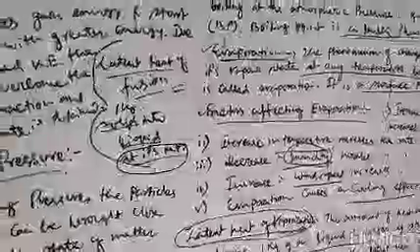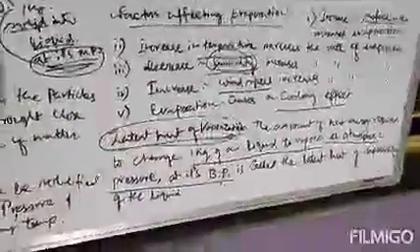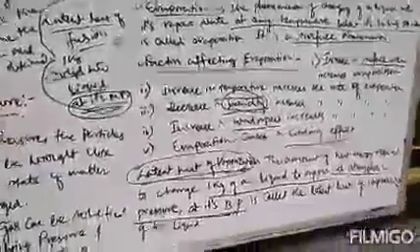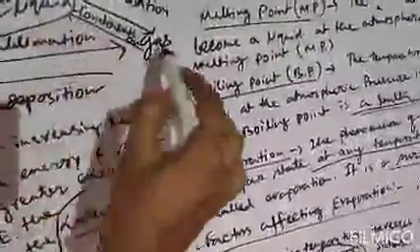So, what is the difference between latent heat of fusion and latent heat of vaporization? The latent heat of fusion involves conversion of solid into liquid and latent heat of vaporization involves conversion of liquid into vapor. Number two, latent heat of fusion occurs at its melting point and latent heat of vaporization occurs at its boiling point. So, these are the two differences. Vaporization means conversion of liquid to vapor and fusion means conversion of solid into liquid. So, from solid to liquid it's known as fusion, and from liquid to gas or vapor is called latent heat of vaporization.